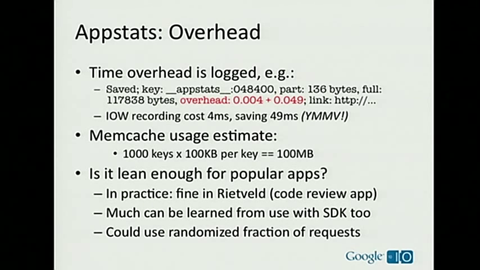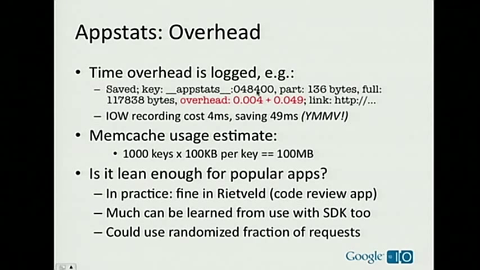We also log how much time it actually took to write the complete set of data to memcache. So, I highlighted, every request that actually has Appstats activated logs one line in the application logs. And you can see this very easily in the administration console, just by going to logs and clicking on show all records with level info or better. And so you'll see these messages that say saved. That just means something was saved by Appstats to memcache.